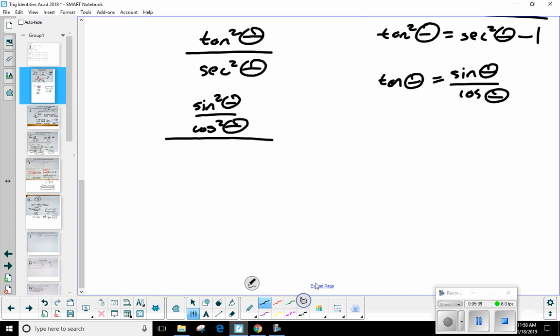Now, what can I do with secant squared? Okay, so we know that secant of theta is just cosine or what?